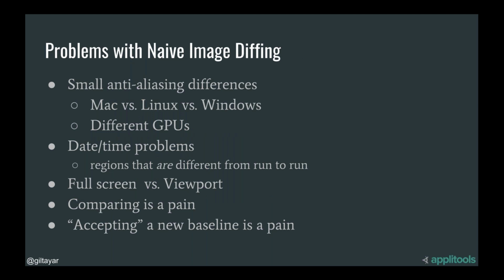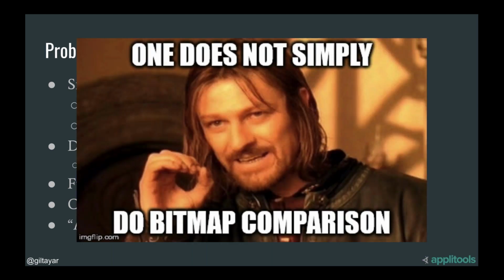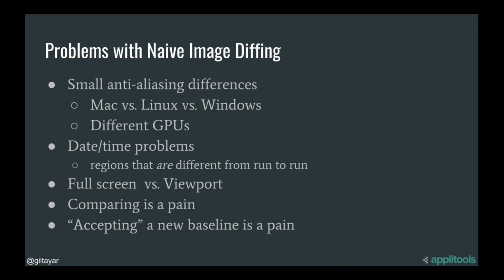But there are problems in perfect land. Nothing's ever that simple. And why is that? Because image diffing is naive. One does not simply do bitmap comparison. Try image assert, and most of the tools on the market, both open source and commercial, do image diffing in a naive way. They check the pixels.